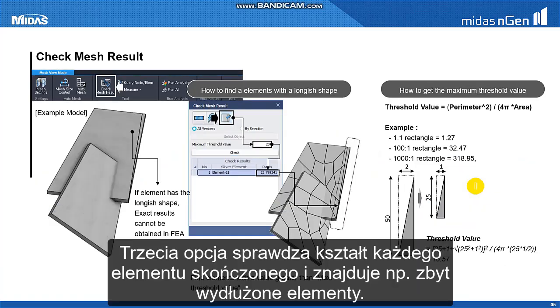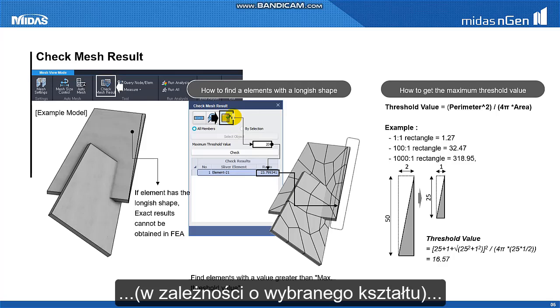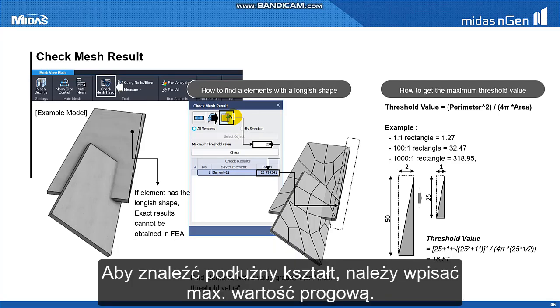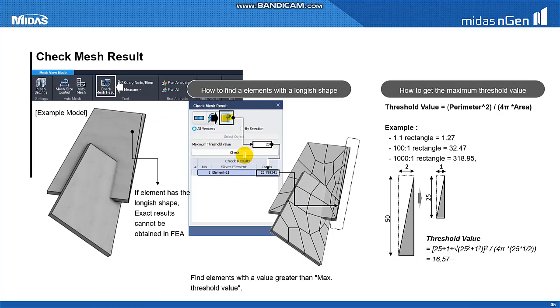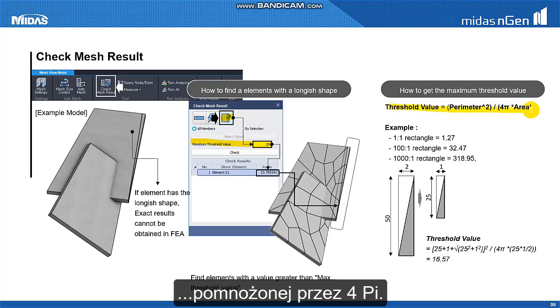The third option finds abnormally longish elements. As you know, if the element has a longish shape, we cannot get the exact result in FEM. To find the longish shape, we should enter a max threshold value. The element's threshold value is the ratio of the square of the perimeter to the area multiplied by 4 pi.